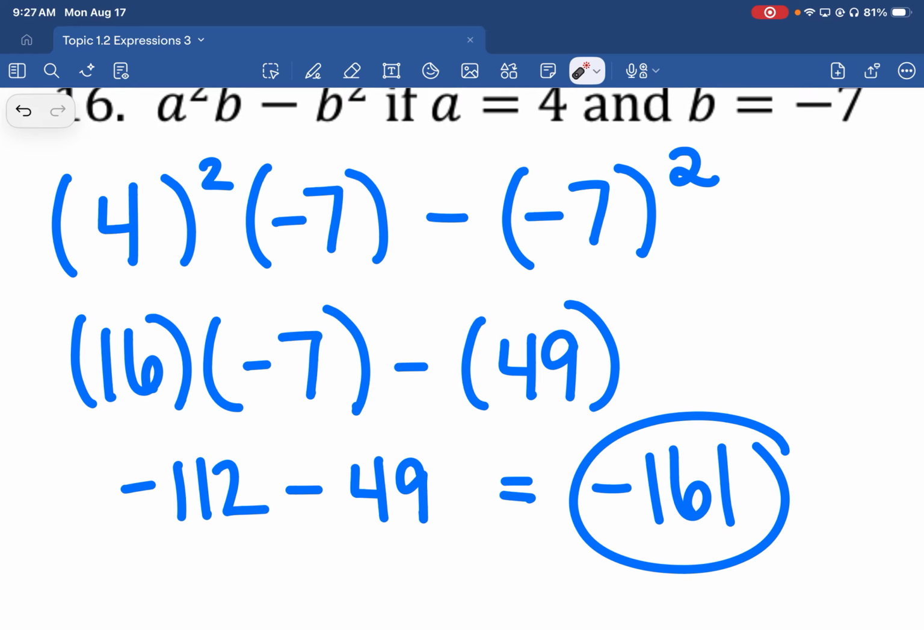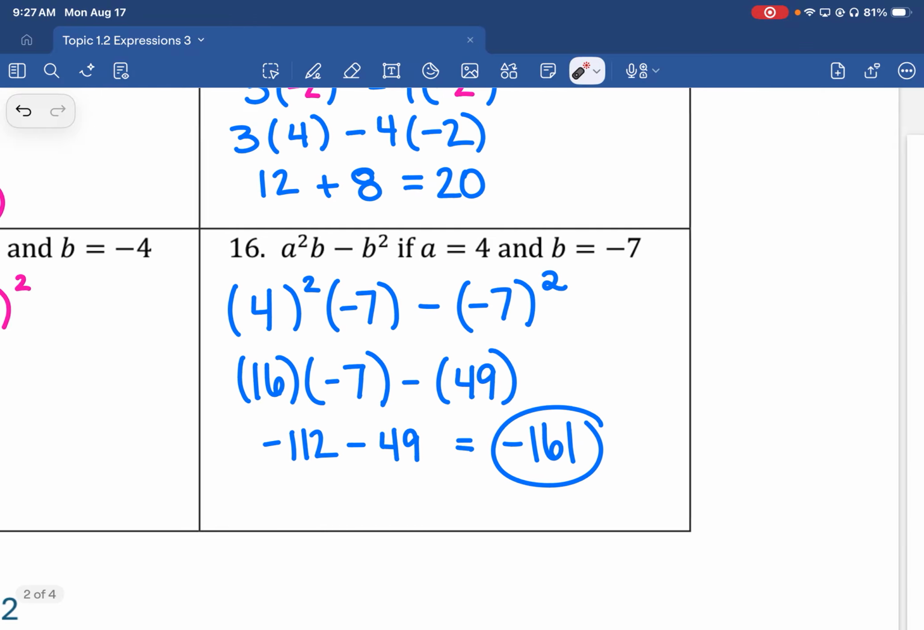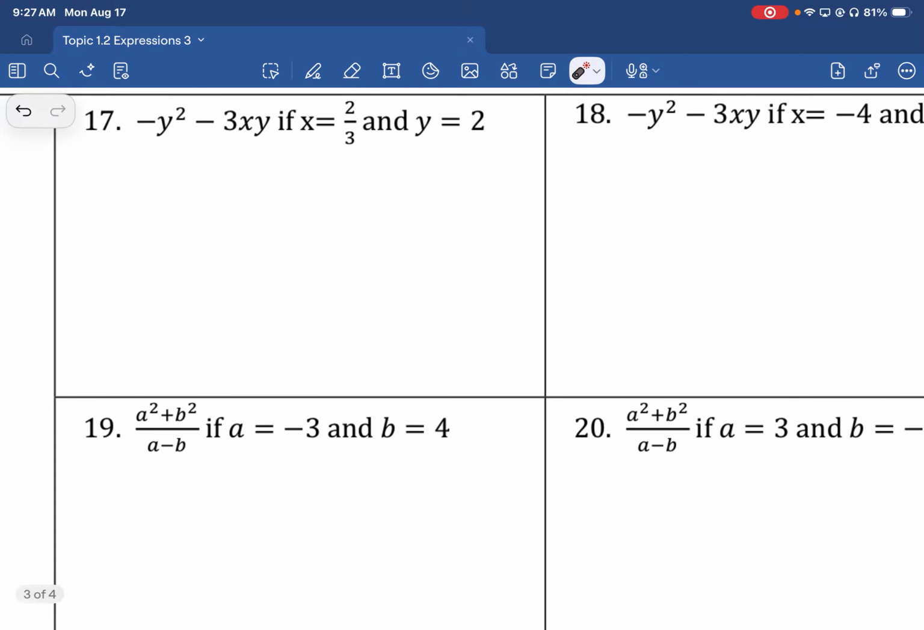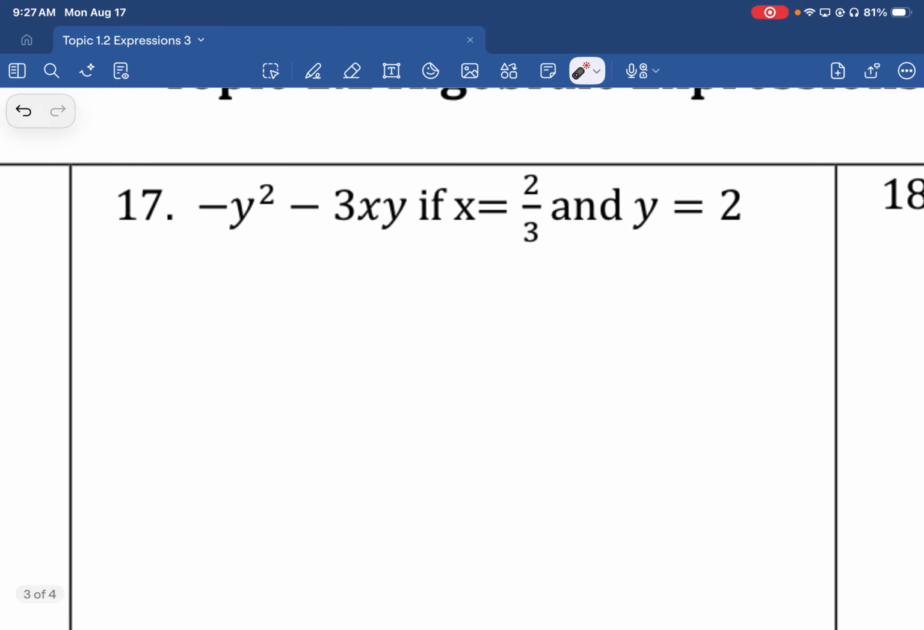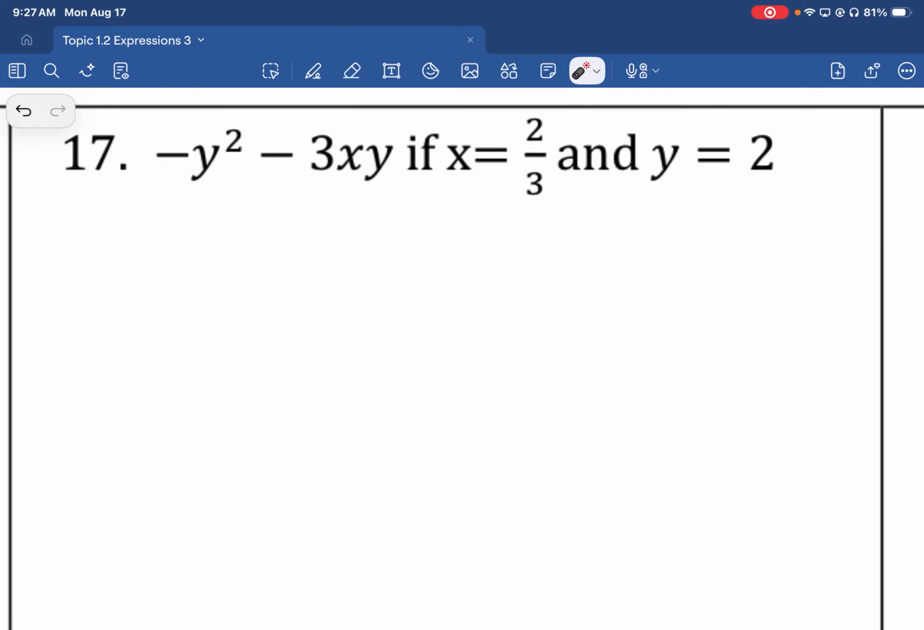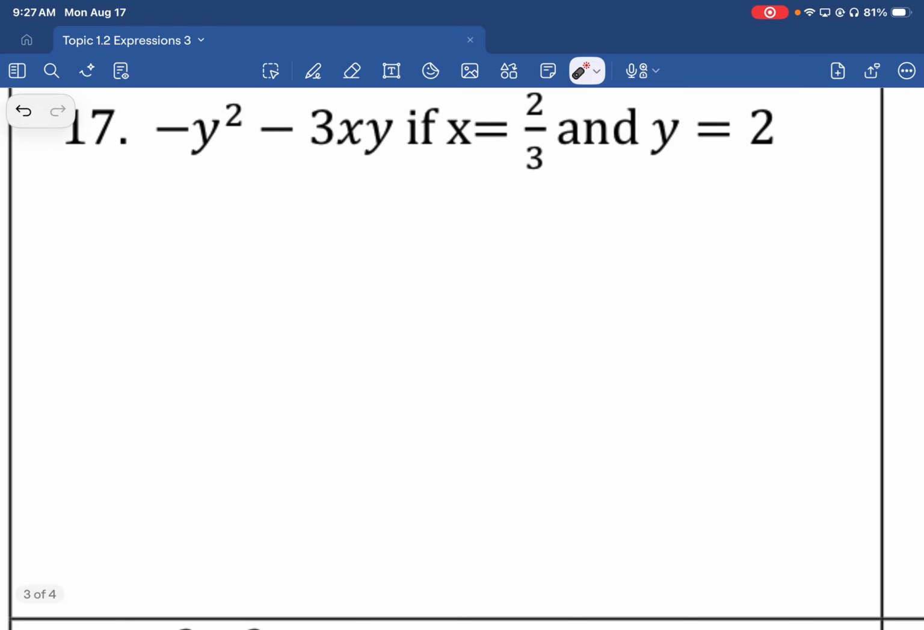All right, on the next page, we have a couple more substitution questions we're going to do, and then we're going to look at the distributive property. So I want us to go ahead and look at number 17. Okay. So I want everyone to go ahead and look at number 17. So we're going to start by setting this up.